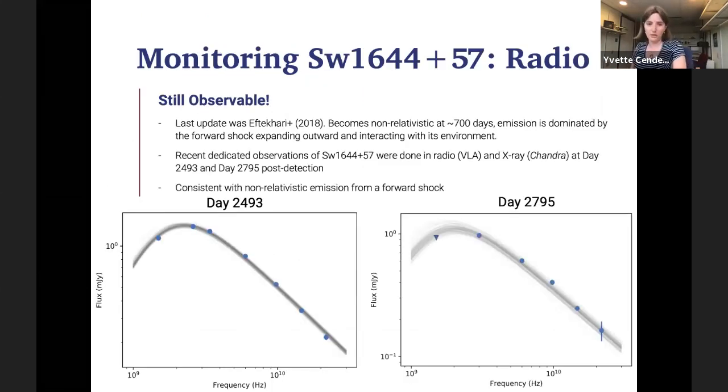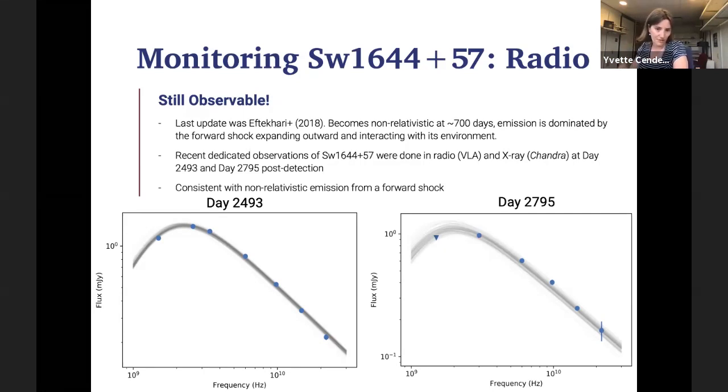So what we've done most recently is we've monitored both in radio and in X-ray. It is still observable for sure in the radio. The last update was in 2018 by Tarini Eftekhari, who's on the job market right now, and shout out to her. What she discovered was that it became non-relativistic at about 700 days. So after that jet turned off a few hundred days later, the emission is dominated, as I said, by that forward shock going outward.